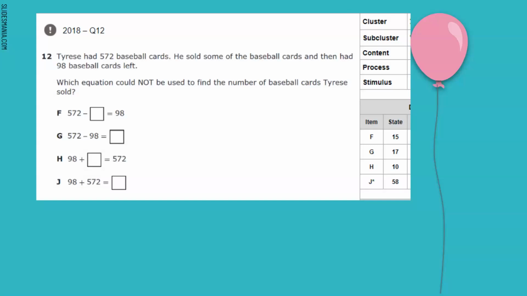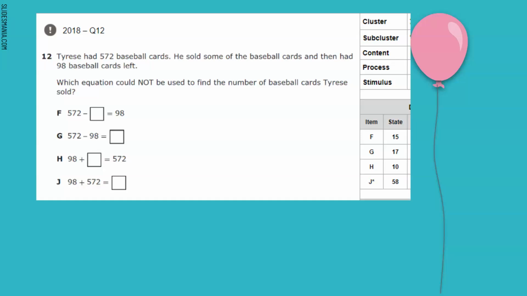Tyrese has 572 baseball cards. Okay, so that's the total amount of baseball cards he has. He sold some baseball cards. We don't know how many. And then he had 98 baseball cards left. Which equation could not be used to find the number of baseball cards Tyrese sold?